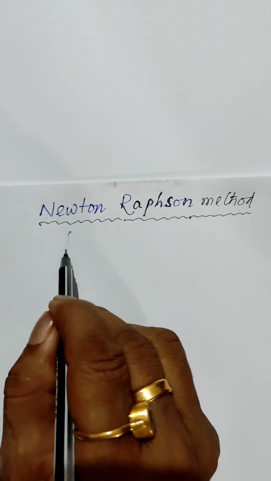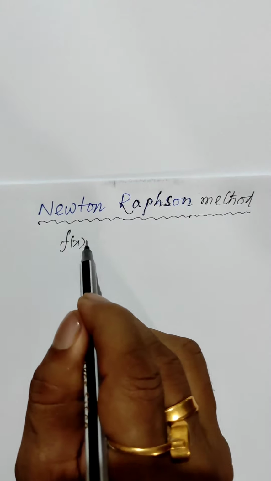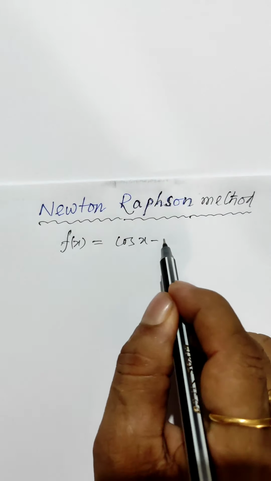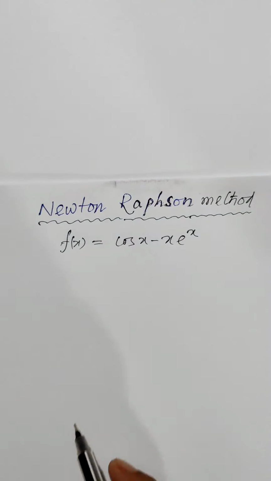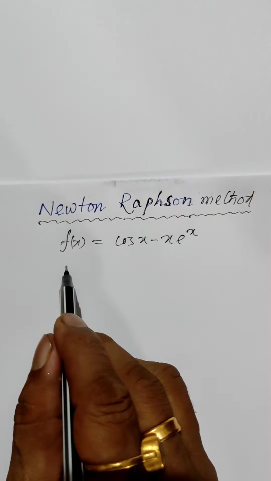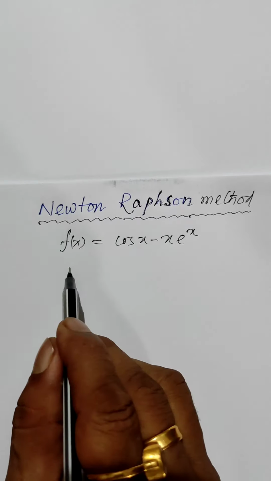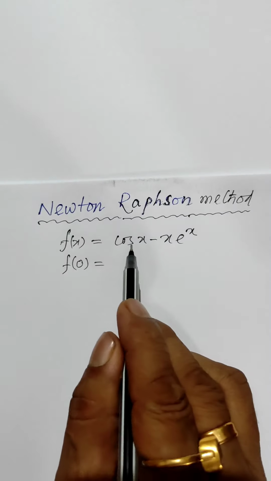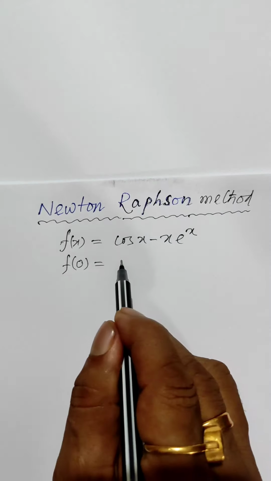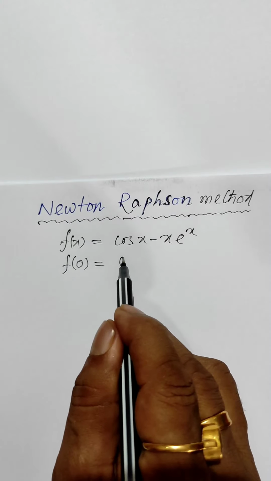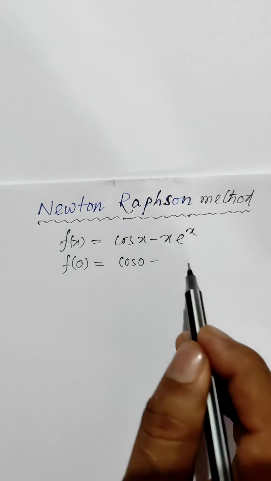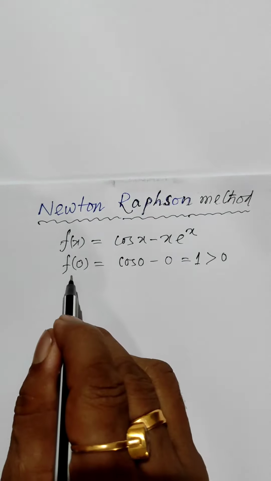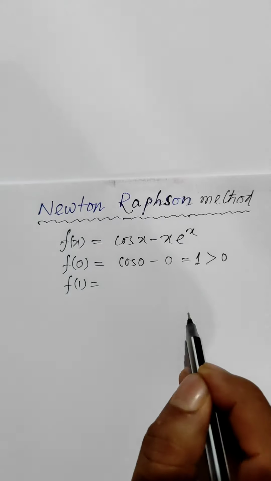Let us take the function f of x is equal to, the most important question I am going to tell you, f of x equal to cos x minus x into e to the power x. Clear? First of all, I have to find out the interval in which the root lies. So for that you have to take f of 0. So cos 0 minus 0 into e to the power 0 will be equal to cos 0 is 1 minus 0, which is equal to 1, and 1 is greater than 0. And then f of 1, how to find out f of 1?